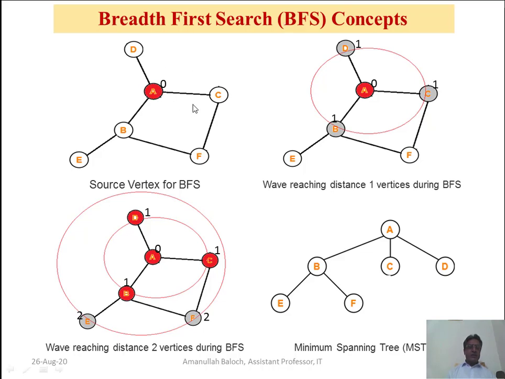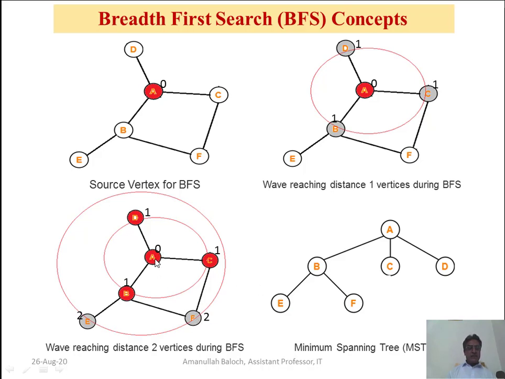This is our source node. This is the actual graph A, B, C, D, E, F. These are the nodes. Let's suppose this is the source node, distance 0. So at one edge there are 3 nodes B, C, and D. So this circle denotes the first edge. This is at the second, from 1 to 2. So this circle denotes the second wave. So wave reaching distance 2 vertices during breadth passage. So these nodes are present at the distance of 2 edges from the source.